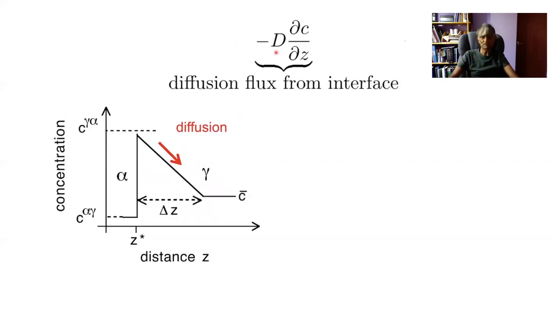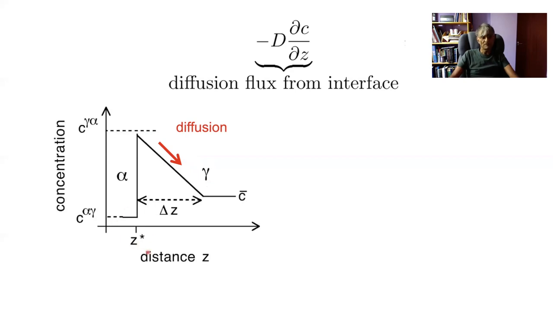And the diffusion flux at the interface is simply the diffusion coefficient. I've assumed here there's a constant gradient for simplicity. So it's the diffusion coefficient times the magnitude of the gradient, and the minus sign is because the flux is down this concentration gradient, which has a negative slope.